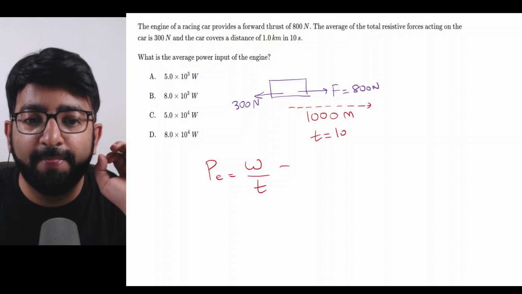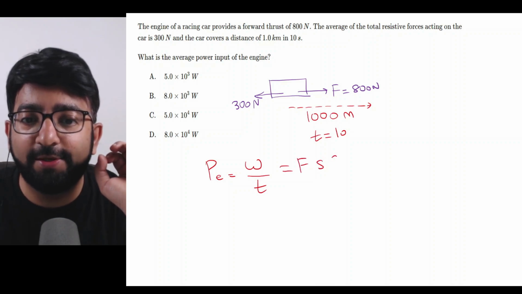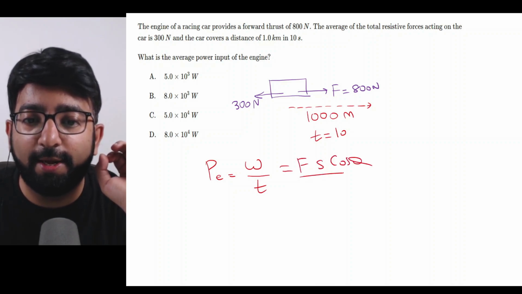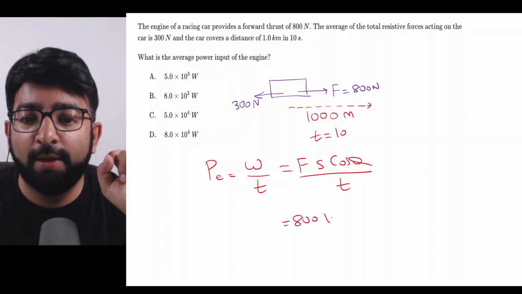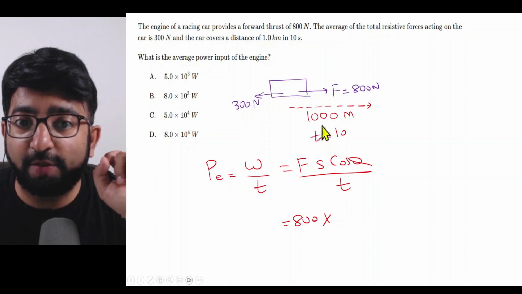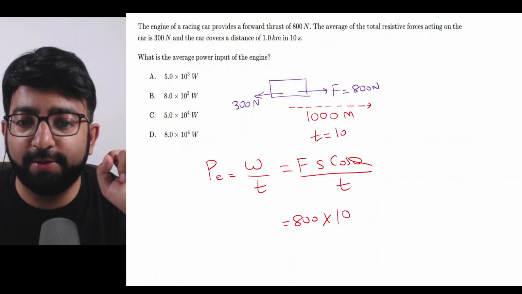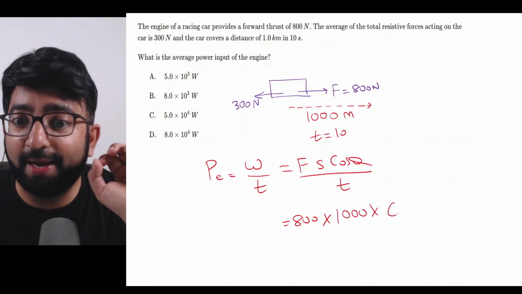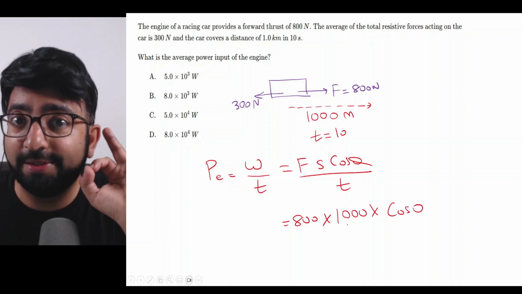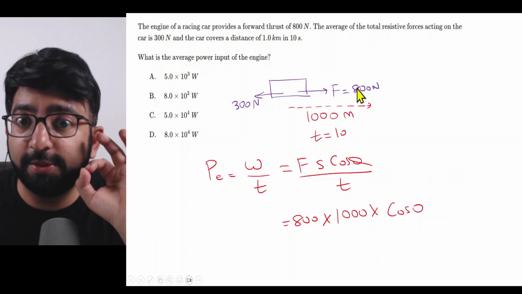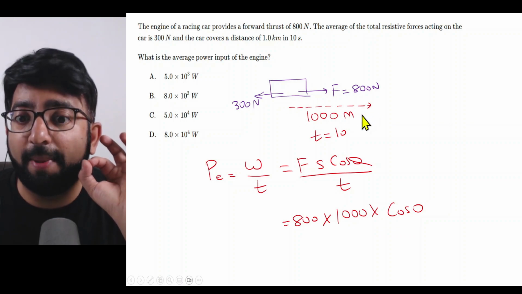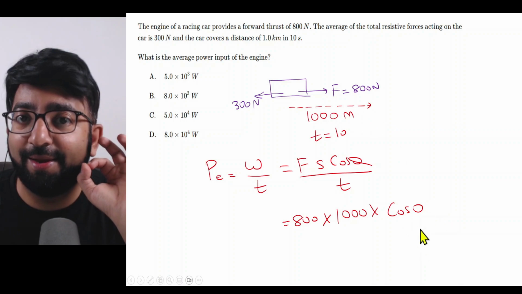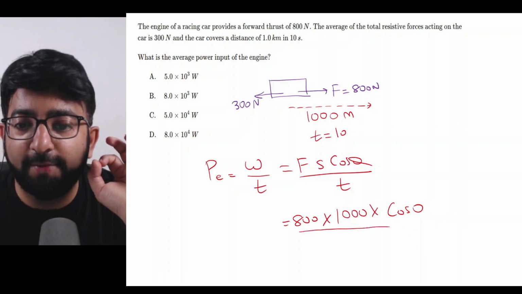So for the work done, we will use the basic formula F s cos theta divided by time. Force, which is provided by the engine, is 800 newtons multiplied by the distance traveled, 1000 meters, multiplied by cos of the angle theta, which will be 0. And why is it 0? Because the applied force is towards the right and even the displacement is towards the right. So they are parallel. That's why we take angle as 0. In the denominator, we can write down the time which is given as 10 seconds.